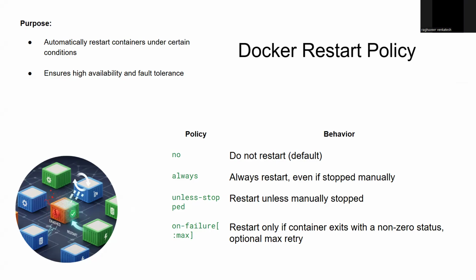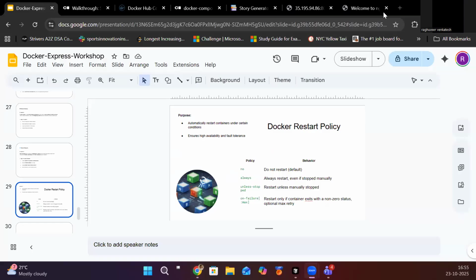If you put always restart, even if you stop the container, it still restarts. This is a little bit irritating. If you're trying to remove the container, it doesn't want to get removed because it keeps restarting on its own. So this is the one I normally use: unless you manually stop it, it will restart. If it fails due to any error, it will restart. So that is about the Docker restart policy.